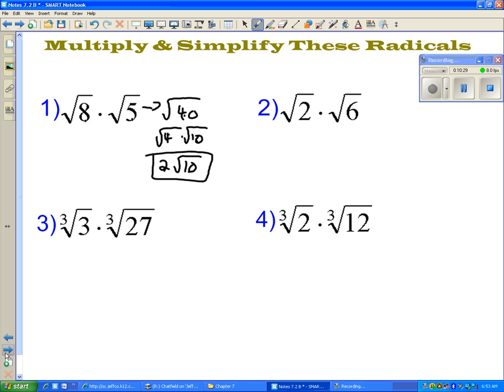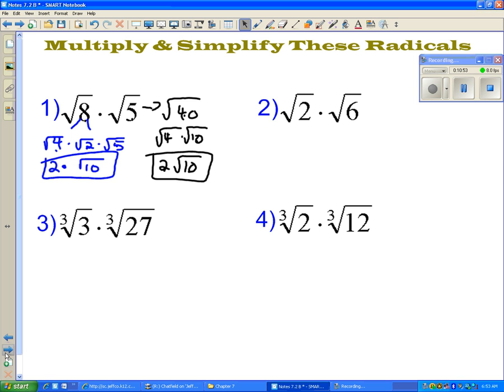No. I could look at this and say, hey, what perfect square goes into 8? Well, that's the square root of 4 times the square root of 2, and I still have the square root of 5. Square root of 4 is 2. Square root of 2 times square root of 5 is the square root of 10, and I still end up with the same answer. Do I care which way you do it? No, just what makes sense for you.